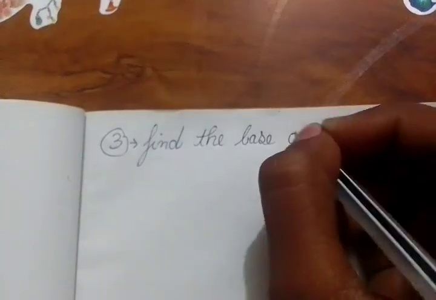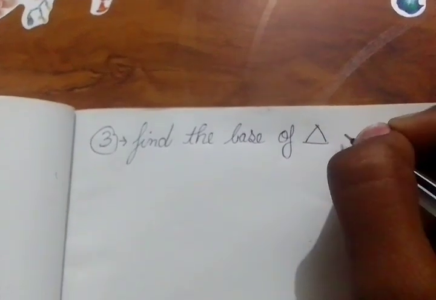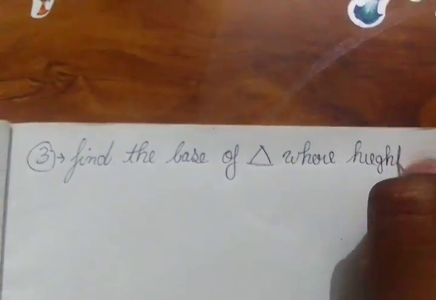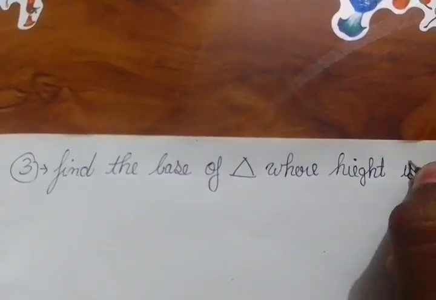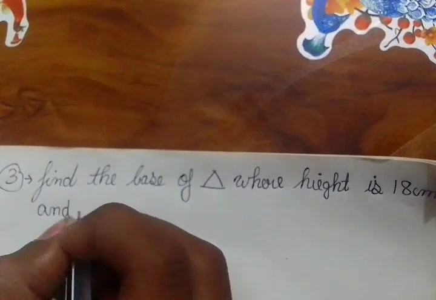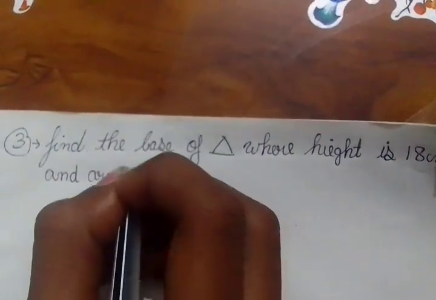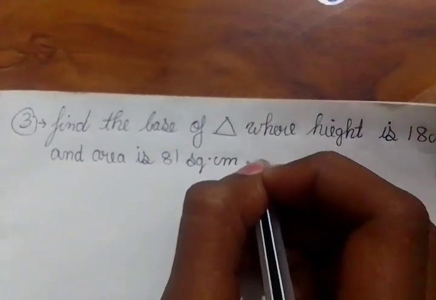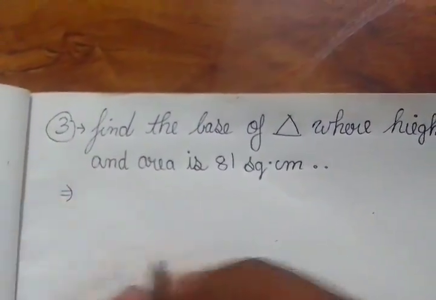Now we will solve one more question where we have to take out the base. So we will write, this is second question, this is third. Here we will write find the base of triangle where height is 18 centimeter and area is 81 square centimeter. So we are not knowing about the base.